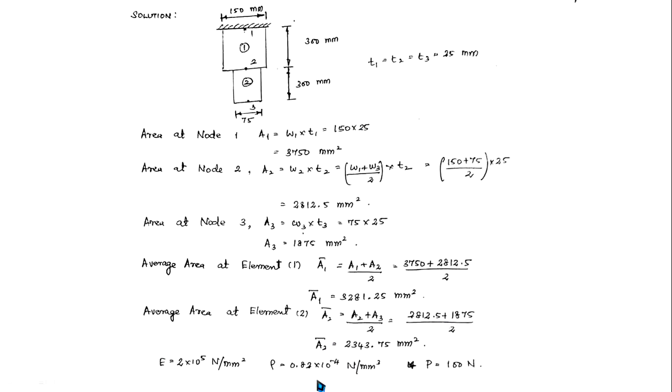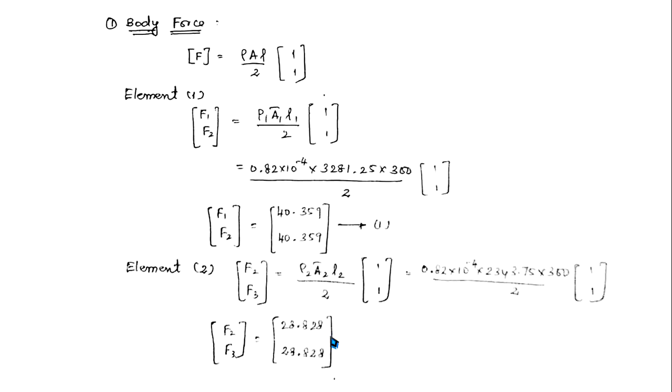Young's modulus, density is given, load also is given. So this is the given data, after which you have to go for your FEA procedure as usual. Hope you are clear. This is the very first step. In previous problems you would have straight away started the calculations of the FEA procedure, but in this problem you have to include the area calculation. After that it is simple as you have done.